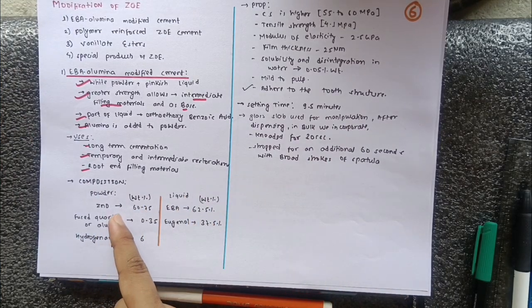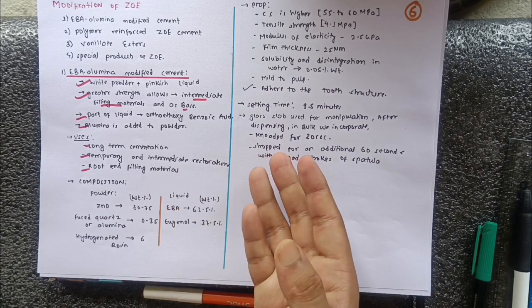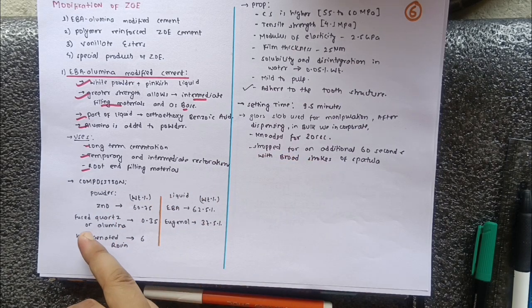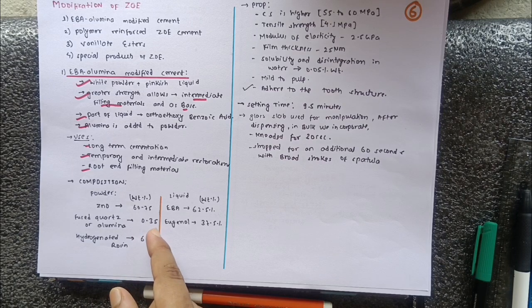So in the powder, as I have mentioned, there are three major constituents. Zinc oxide, that is similar to the conventional zinc oxide eugenol, and there is an addition of alumina, that is 0 to 35%. This is a range given here, 0 to 35%, and hydrogenated rosin is present there.